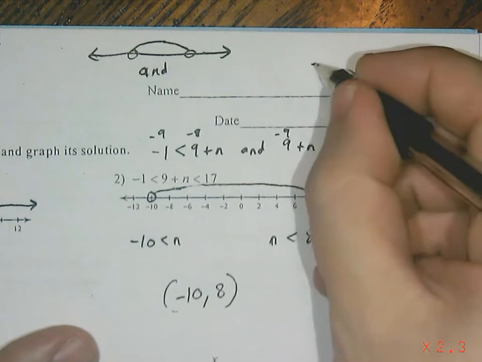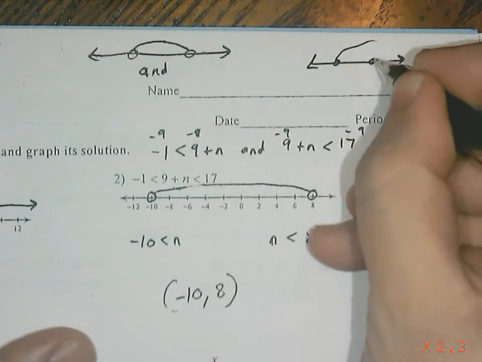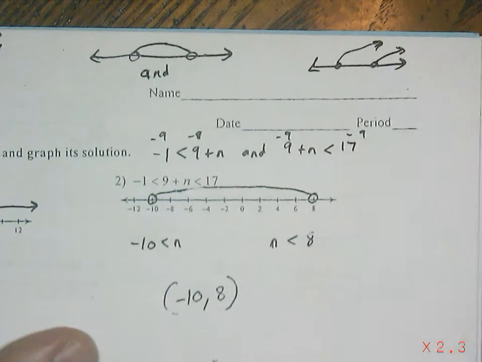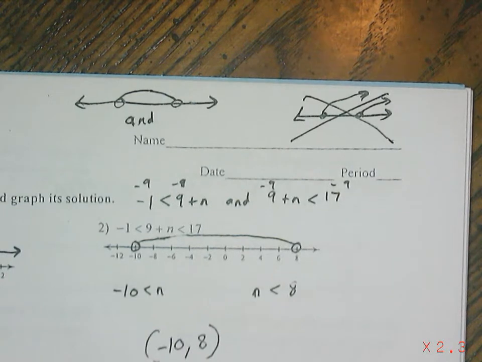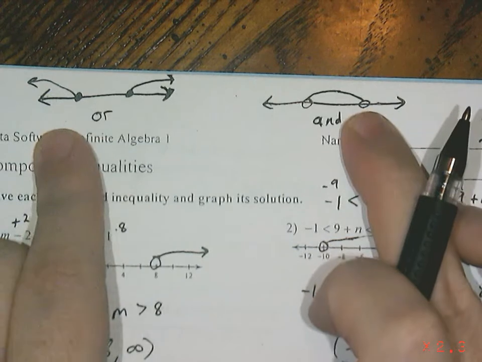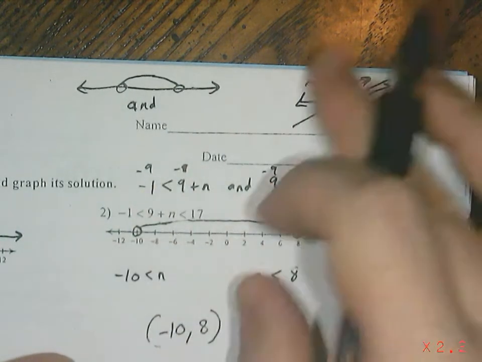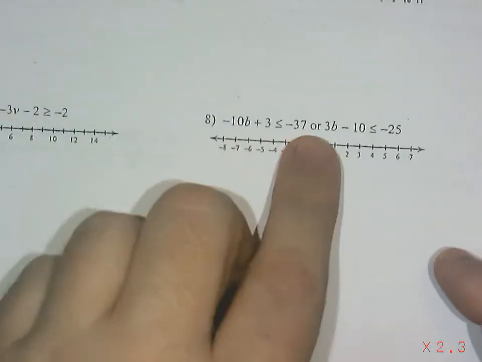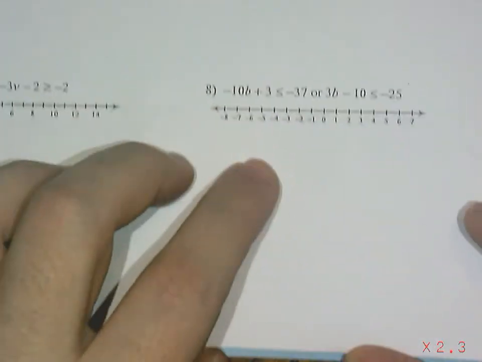Now, if you ever find you did one and it does something like this, where you've got two lines going the same direction, you did something wrong. That is never ever going to happen. It's either going to do this or it's going to do this. Never this. Never ever. You did something wrong. Okay? So let's look down here at number 8. So it's OR. So again, it should be looking like this. So let's try and solve them.